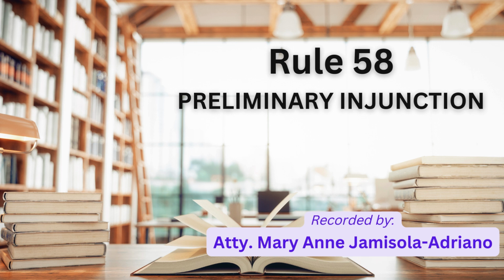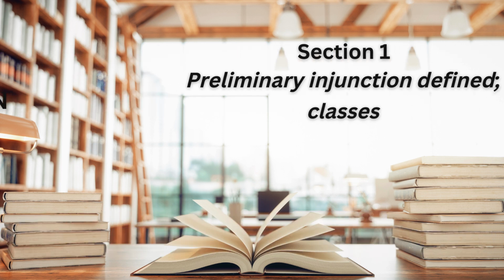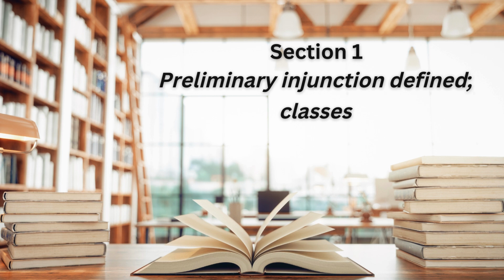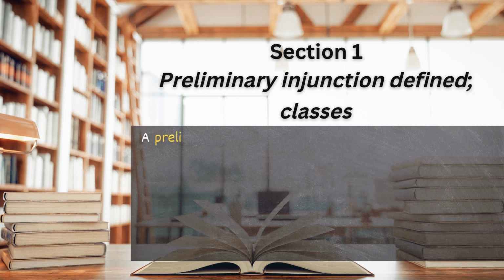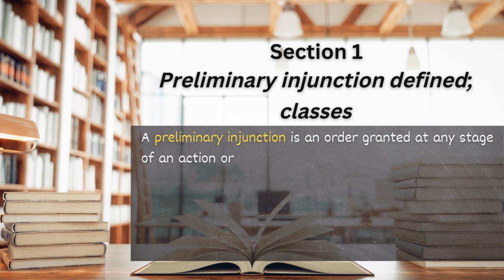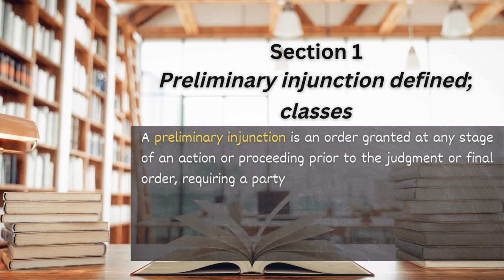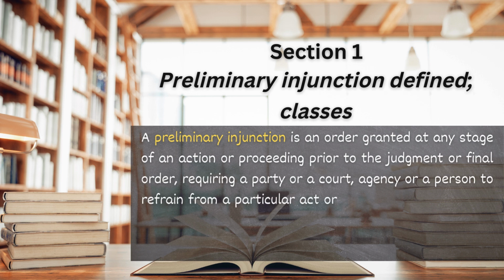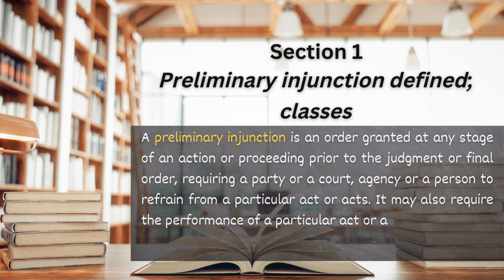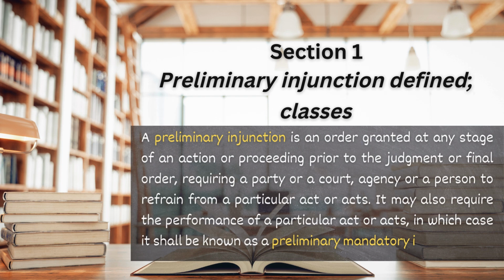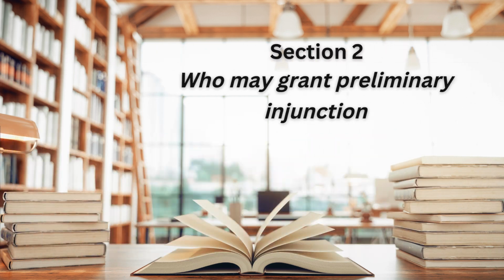Rule 58, Preliminary Injunction. Section 1, Preliminary Injunction Defined, Classes. A preliminary injunction is an order granted at any stage of an action or proceeding prior to the judgment or final order, requiring a party or a court, agency, or a person to refrain from a particular act or acts. It may also require the performance of a particular act or acts, in which case it shall be known as a preliminary mandatory injunction.